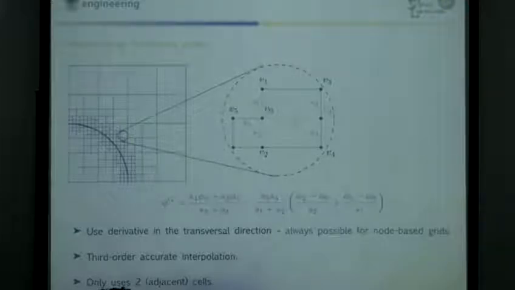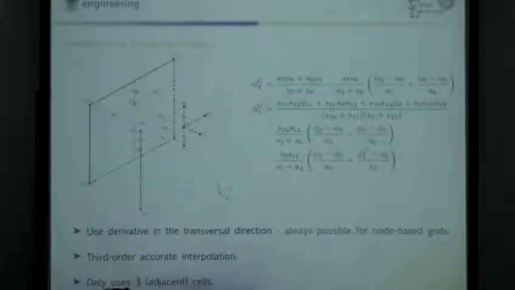Another advantage when you do this is it only uses 2 adjacent cells, and that's interesting when you do parallelization, because having access to cells that are farther away is computationally expensive. In 3D, it looks more difficult, but it's the same idea. You always have 3 points that are aligned, and thanks to those 3 points, you are going to correct for the error you make in the other direction. So that's the formula, and that's it. In this case, you have 3 adjacent cells.